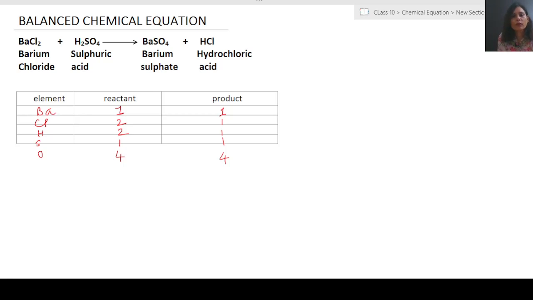So in this way we can see that they are not balanced. So what about we put 2 here simply, so H will become 2 and Cl will become 2. In this way it becomes a balanced chemical equation.